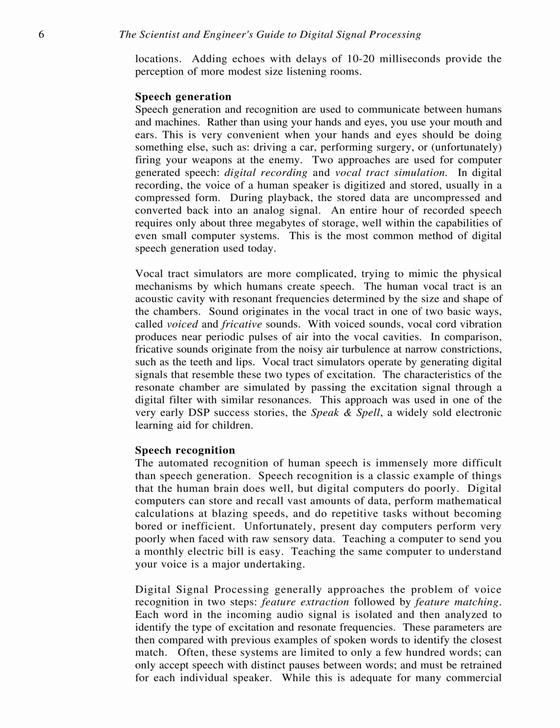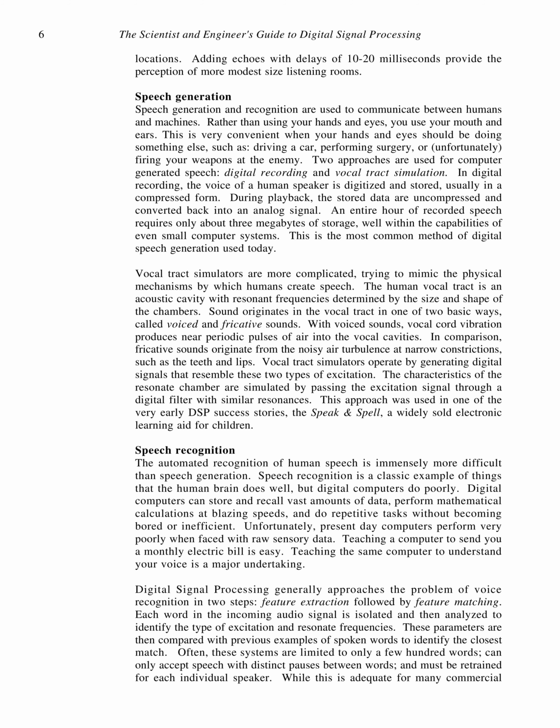Two approaches are used for computer-generated speech: digital recording and vocal tract simulation. In digital recording, the voice of a human speaker is digitized and stored, usually in a compressed form. During playback, the stored data are uncompressed and converted back into an analog signal. An entire hour of recorded speech requires only about 3 megabytes of storage, well within the capabilities of even small computer systems. This is the most common method of digital speech generation used today.